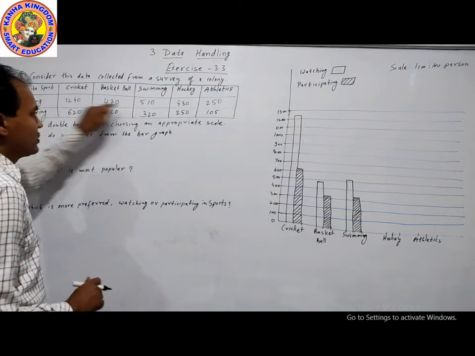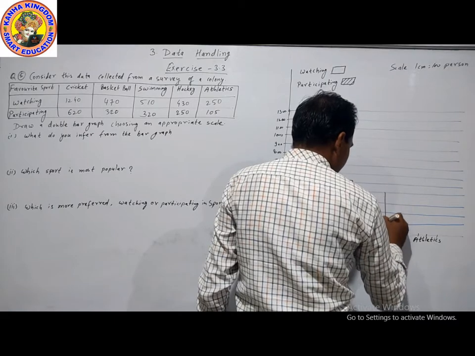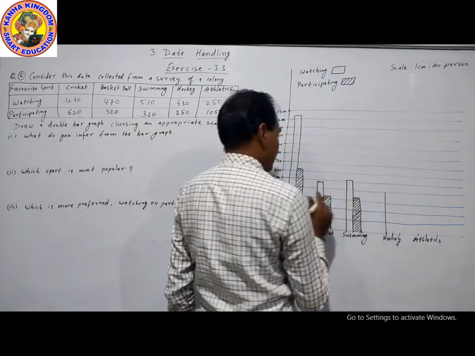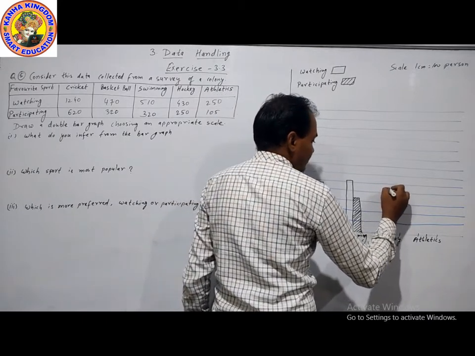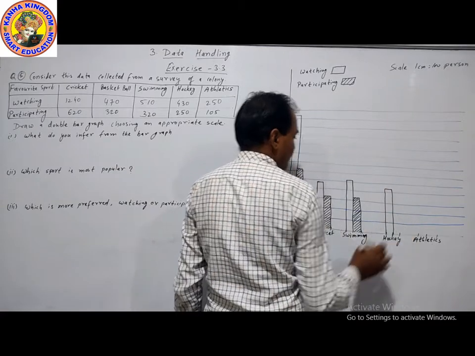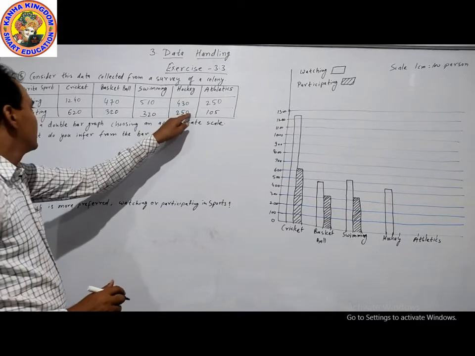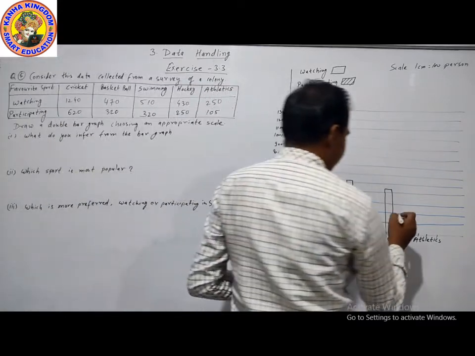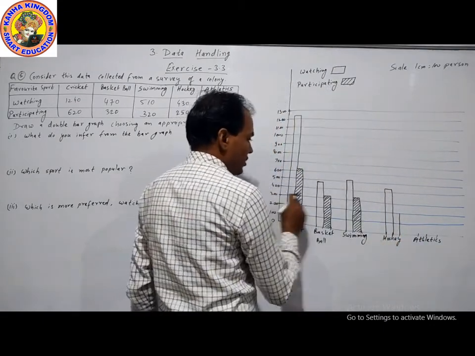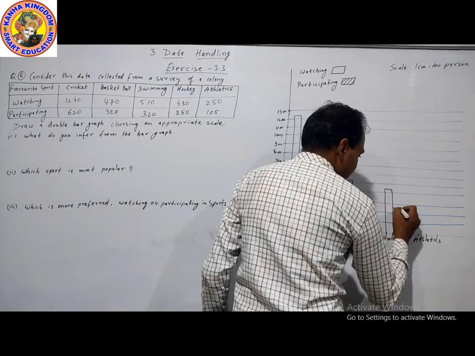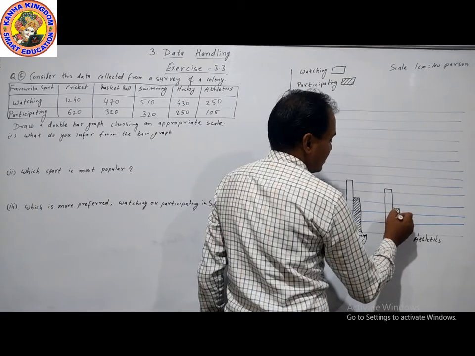Now in hockey, watching is 430. This is 400, and now this is 30. Hockey in the second bar, participating, is 250. Here is 200, and the middle of this is our 250. We will draw the lines.